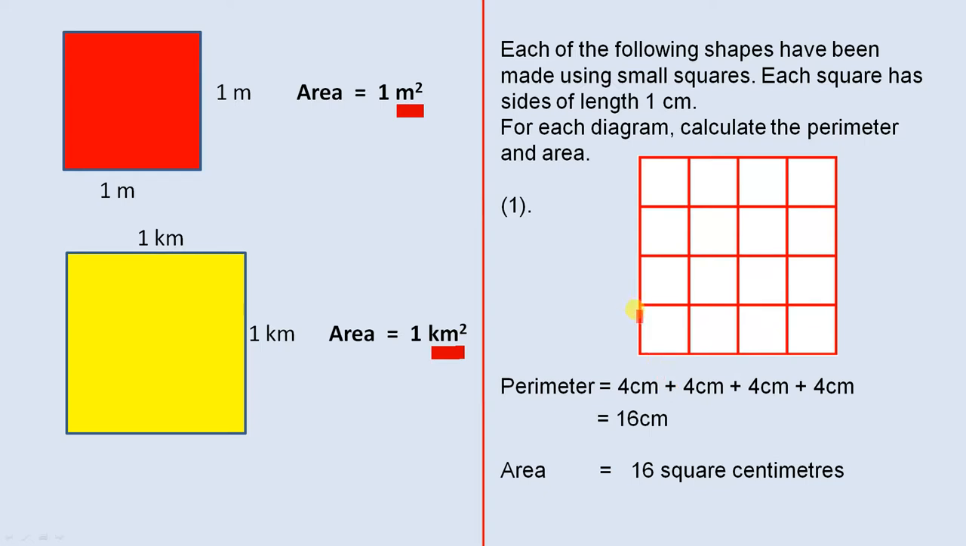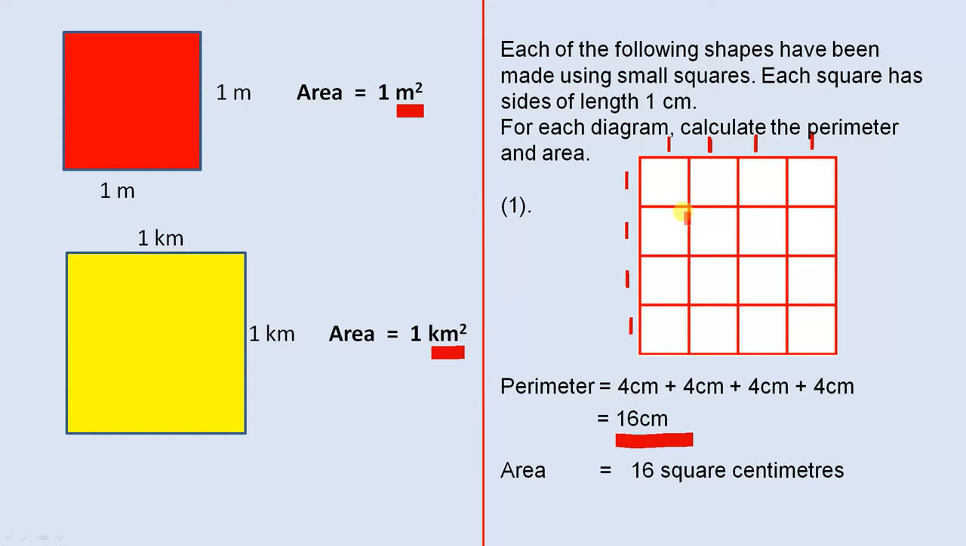If each of these small squares, we'll just do this one slowly, that's 1, 1, 1, and 1, and this way that's 1, 1, 1, and 1. So that's what that means, that each of the small squares is 1 centimetre by 1 centimetre. Now if we go around the outside and we do our counting as we did in the last video, we've got 4 centimetres for that side, 4 for that side, 4 for this side, and 4 for that side, and that's what I've written here. So the perimeter is 16 centimetres.